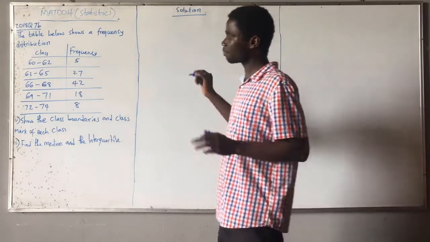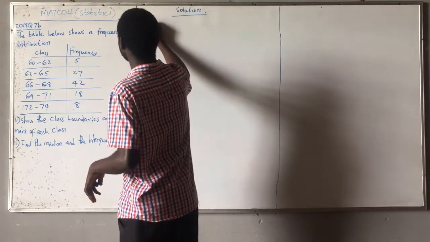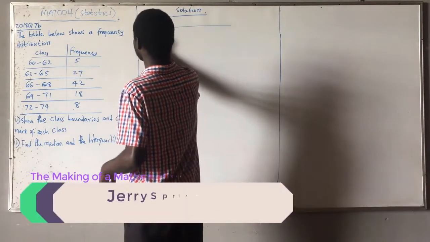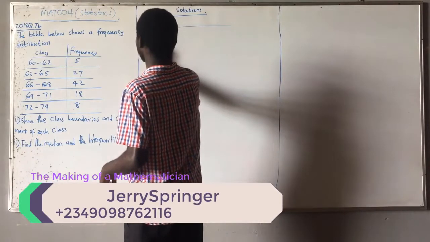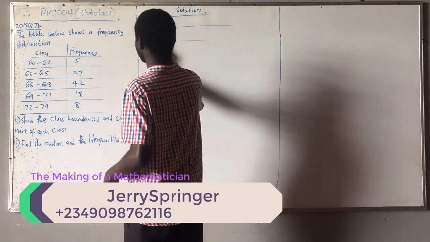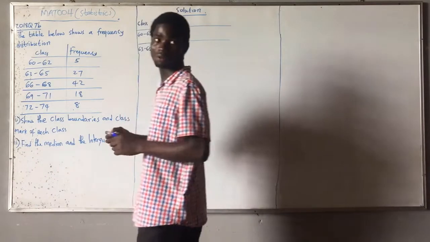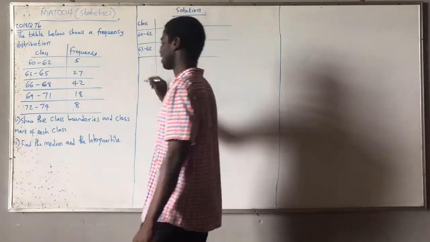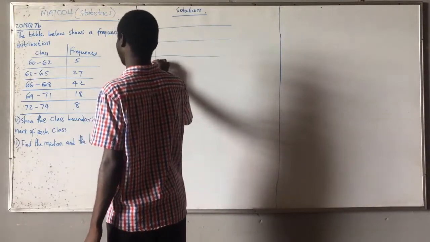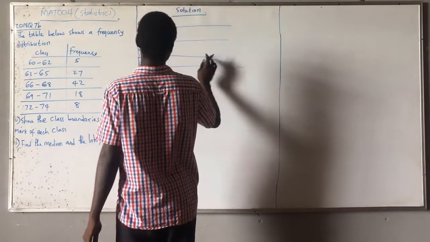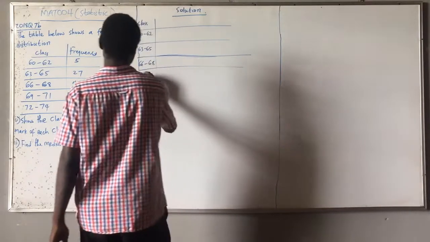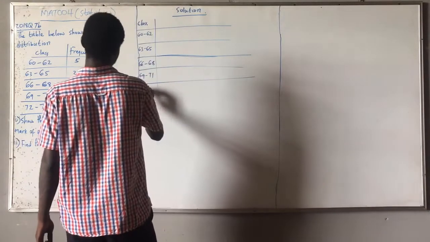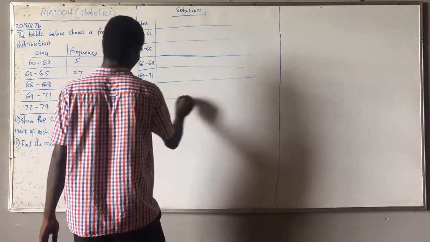For you to get class boundary, when you have the classes, let me give you the classes. We have 60 to 62, right? 63 to 65. We have the next one, 66 to 68. The next one is 69 to 71, 72 to 74.